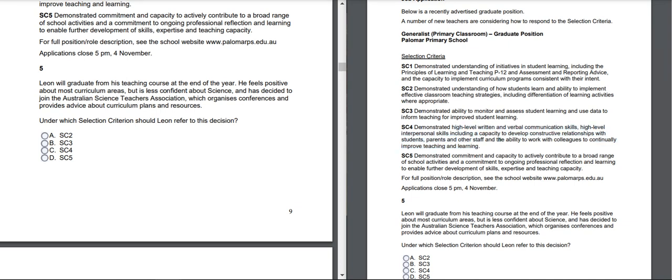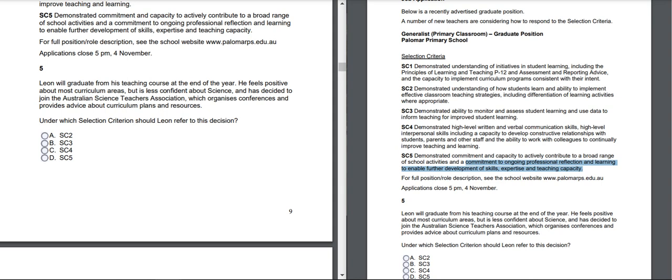Now, the correct answer is this last one. Demonstrated commitment and capacity to actively contribute to a broad range of school activities and a commitment to ongoing professional reflection and learning to enable further development of skills, expertise and teaching capacity. So it is just based on that last sentence there. Because he has decided to join the Australian Science Teachers Association, that makes mention of his commitment to enhance his abilities as a teacher, to further develop his skills and expertise.